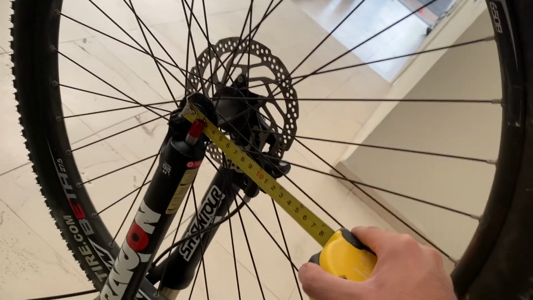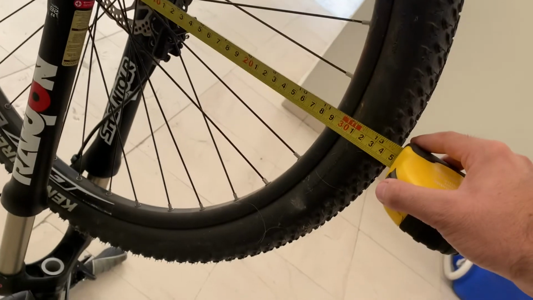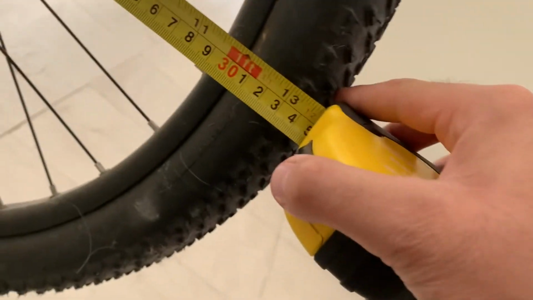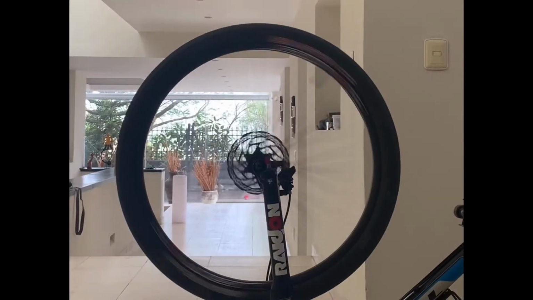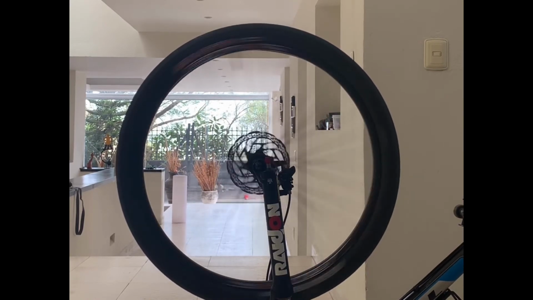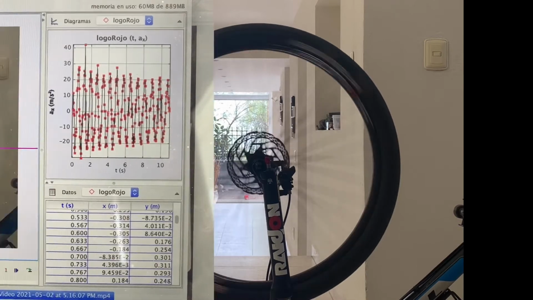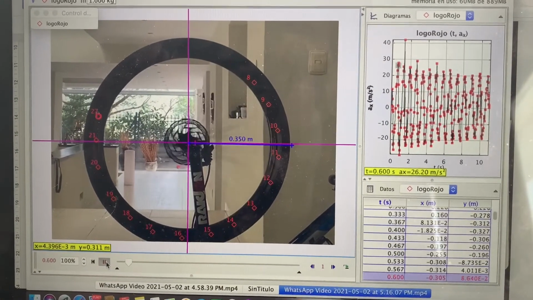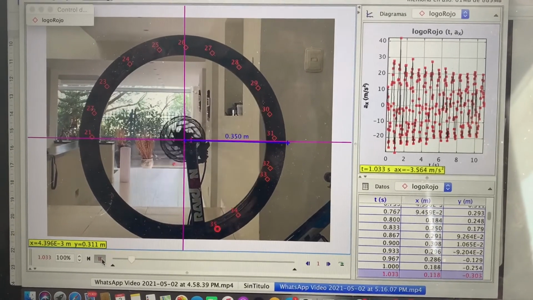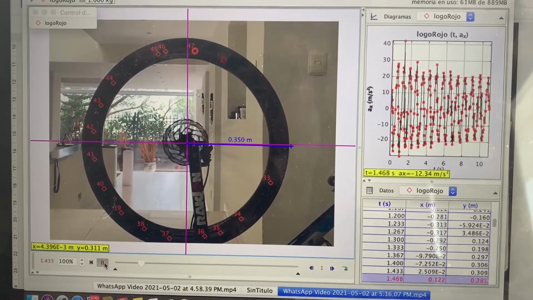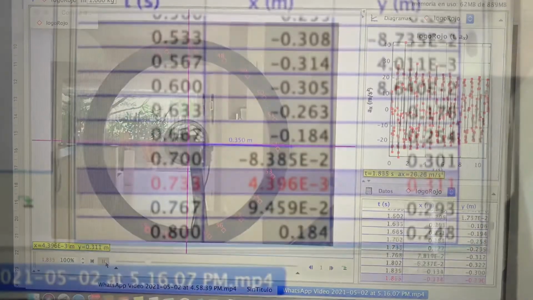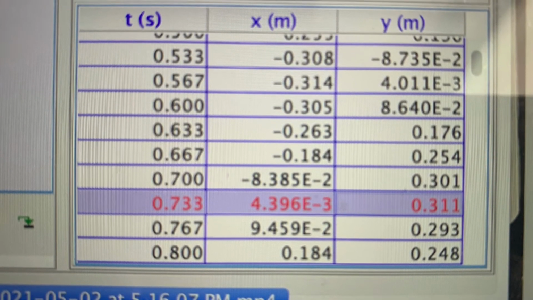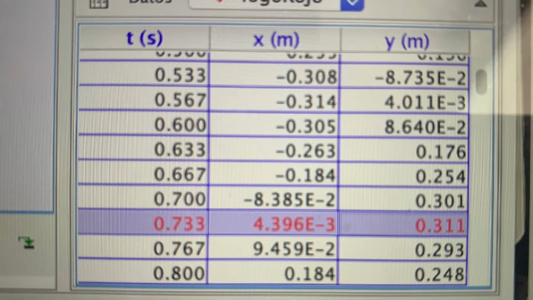First of all, we obtain the radius of the wheel, which is 35 centimeters. Next, we need to record our spinning bicycle wheel. We upload our video to Tracker. In Tracker, we capture our data, and with this data we can see that the period in which the wheel goes around is 0.73 seconds.